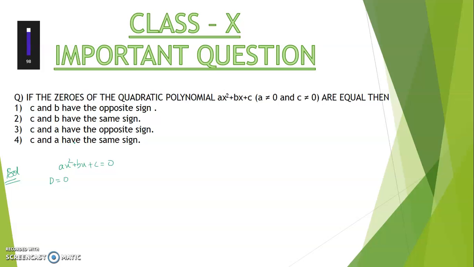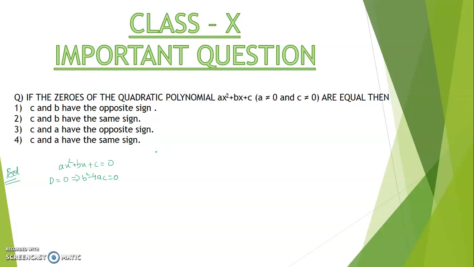Are you following? I'm repeating again. See students, if the zeros of the quadratic polynomial, so I'm writing the equation equal to 0, and it is given in the question zeros are equal. When zeros are equal, this means discriminant is equal to 0, which implies b square minus 4ac is equal to 0.